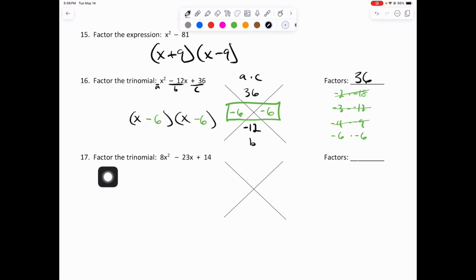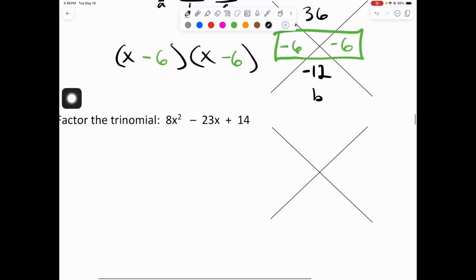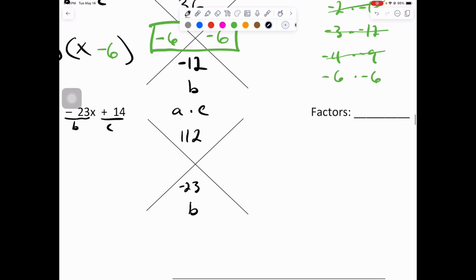Moving forward to number 17, factor the trinomial 8x squared minus 23x plus 14. And again, we will zoom in. We will label A, B, and C up top. Again, we do A times C. This time, 8 times 14 gives us 112. Our B value is negative 23. So we're looking for the factors of 112 that when combined will get us to negative 23.